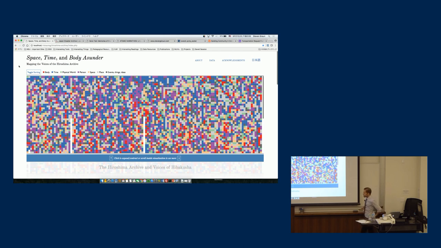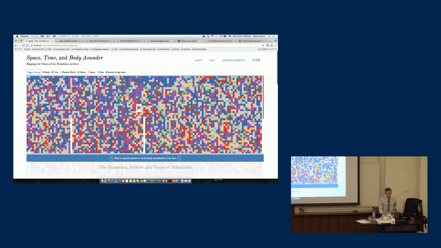This is a project that I ended up naming Space, Time, and Body Asunder: Mapping the Voices of the Hiroshima Archive. Again, this is based on an analysis of all the texts of the testimonials in the Hiroshima Archive. Let me explain what's going on here. Every vertical column of blocks is a single testimonial by one person. Each individual square is one word from that testimonial, so the blocks in sequence follow the words in sequence.